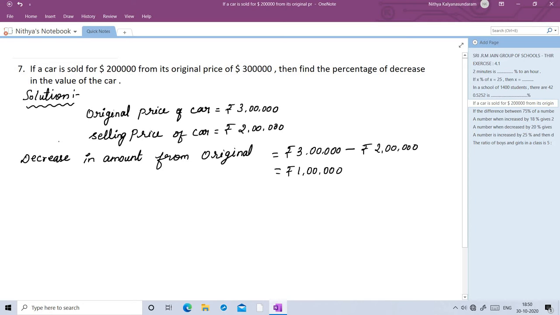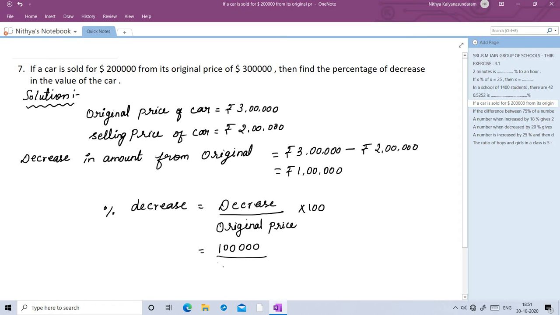So we want to find out what is the percentage of decrease. If you want to find the percentage of decrease, it is decrease divided by the original price, into 100. So percentage of decrease is equal to decrease amount divided by original value, that means original price, into 100. So the decrease is 1 lakh divided by the original price, 3 lakhs, into 100.